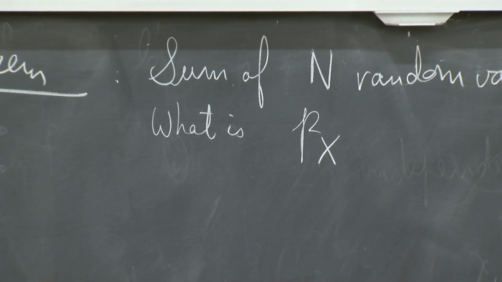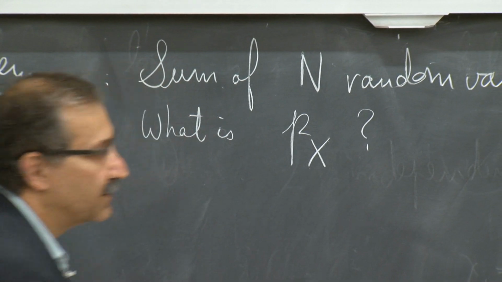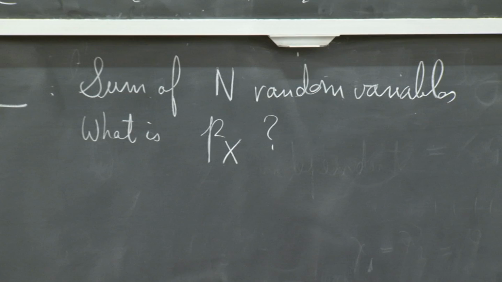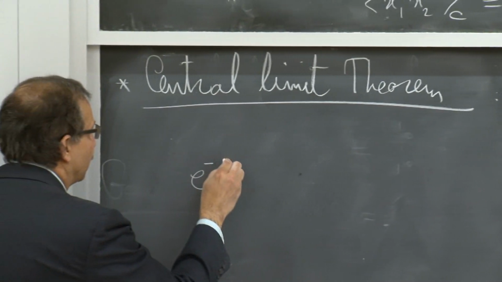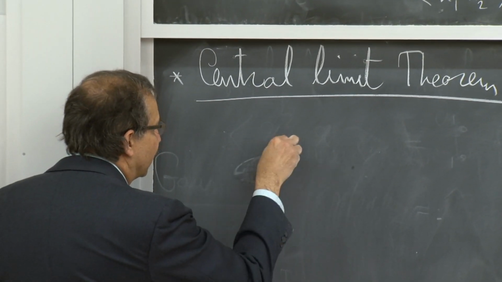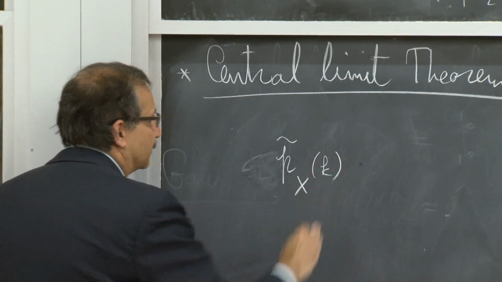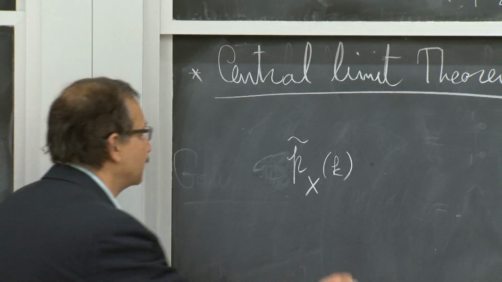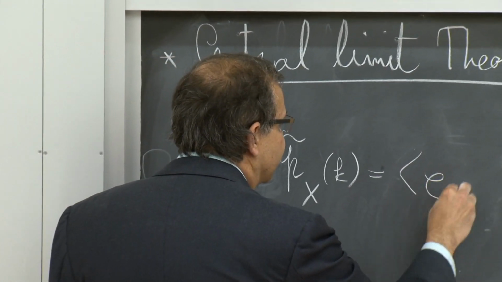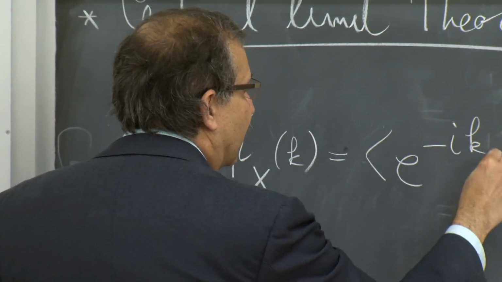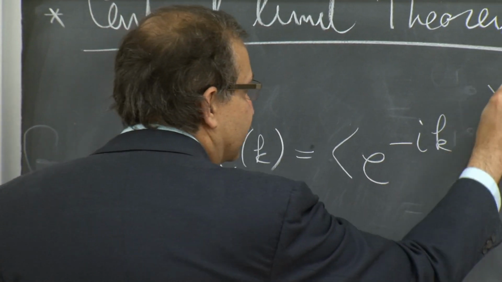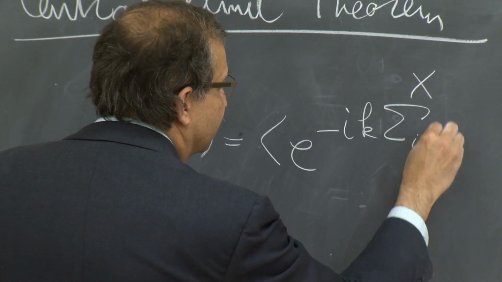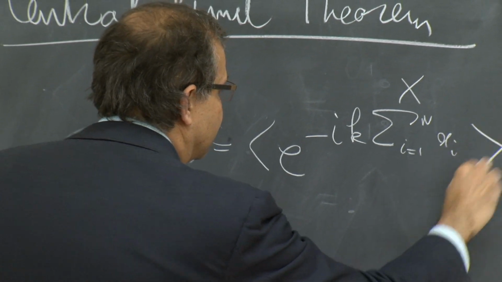I will go by the route of these characteristic functions. I will ask: what's the expectation value of, what's the Fourier transform of this probability distribution? The Fourier transform, by definition, is the expectation value of e to the minus ikX, where this big X is the sum over all of the small x's.